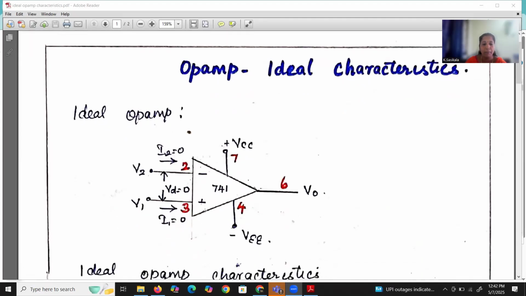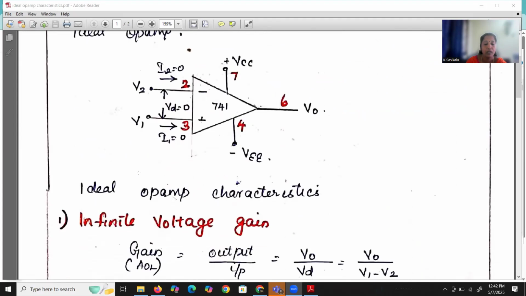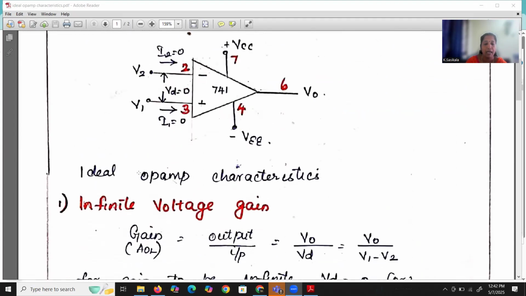In the op-amp, we have two inputs, that is the non-inverting terminal and the inverting terminal, and we have one output V0 at the sixth pin. We have two power supplies, plus VCC and minus VCC. Here, the voltage at the non-inverting terminal is termed as V1 and the voltage at the inverting terminal is termed as V2. So here we have the following op-amp characteristics.